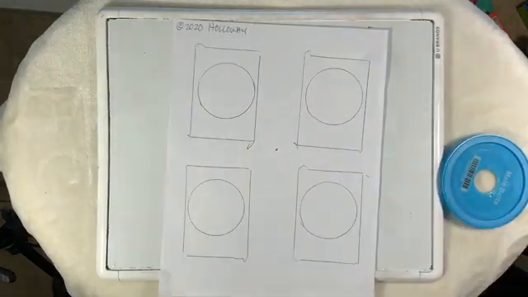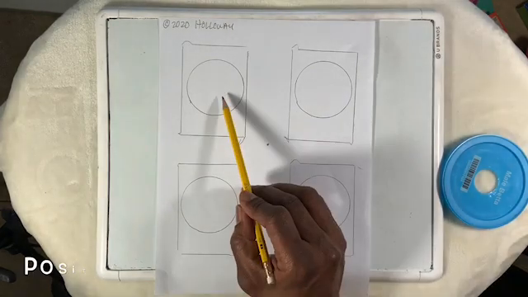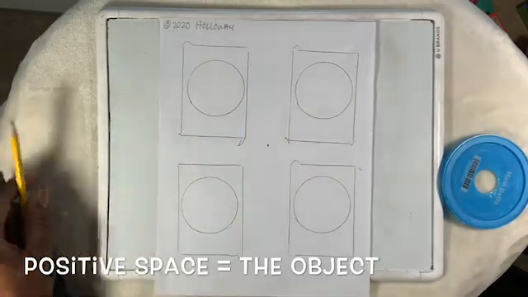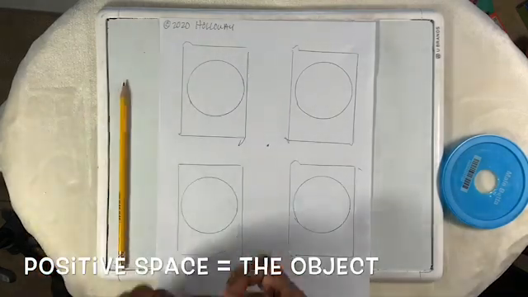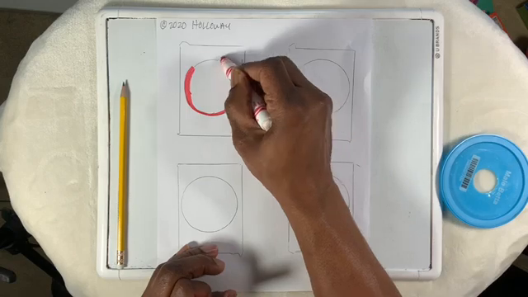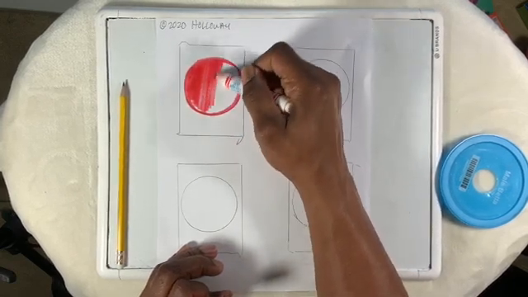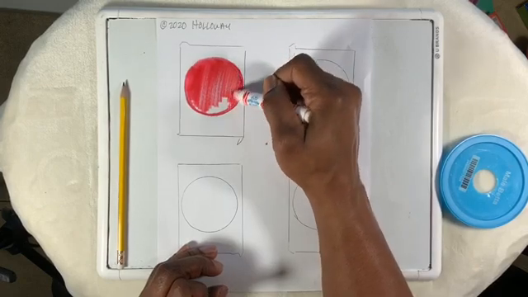All right, next what you're going to do is you are going to color the positive space of the circle. So if you have a pencil, you can use that. I'm going to use a red marker. I'm going to trace first because you always trace first when you're coloring. And then I'm going to color the positive space of my red circle.